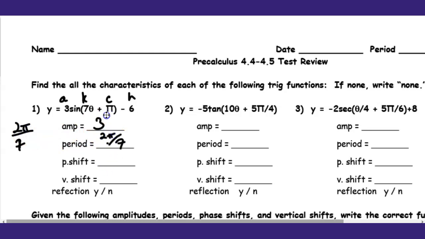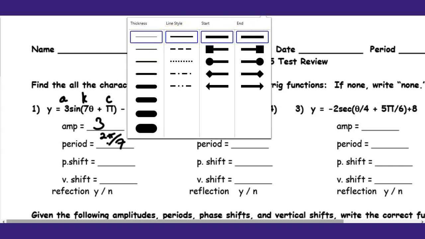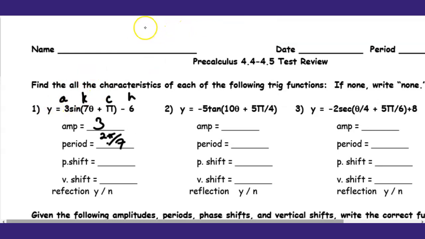The phase shift. Take the entire parenthesis, set it equal to 0, and solve for it. I'm gonna do it up here. 7 theta plus pi equals 0. So subtract pi, and you have 7 theta equals negative pi. Then divide by 7. So theta, see that cancels out, theta equals negative pi over 7.